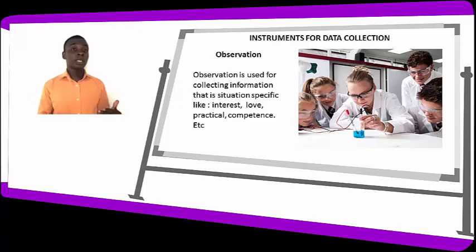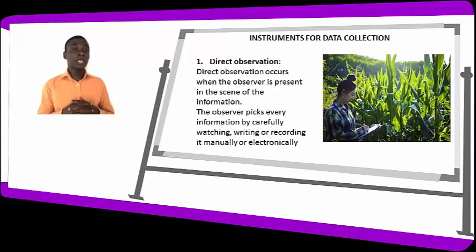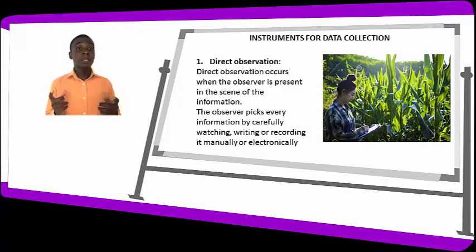So let's look at types of observation. We have direct observation and we have indirect observation. Direct observation occurs when the observer is present in the scene of the information. You want to observe a patient and the patient is sitting down and crying. You are observing the emotion of that patient. You are present in the scene of that information. So that is direct observation. In indirect observation, the observer picks up information by carefully watching, writing, or recording it manually or electronically. So you could record, you could write down, you could get the information manually or electronically.